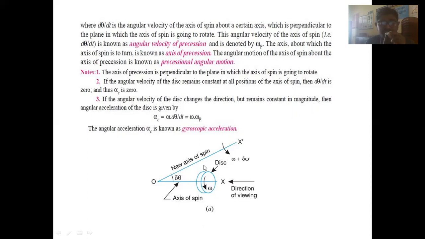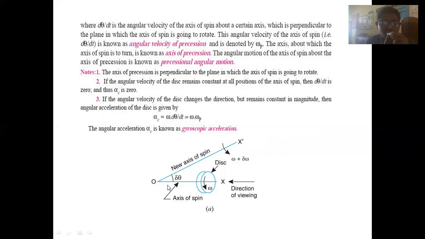It means another rotating component we are going to see here. Whenever a component is rotating, definitely it should have another angular velocity. Here this axis of spin is also rotating with an angular velocity omega p. That we call the angular velocity of precession. And whenever this axis of spin is rotating, we have to observe that it has to rotate about an axis which is perpendicular to the plane. That axis we call the axis of precession.